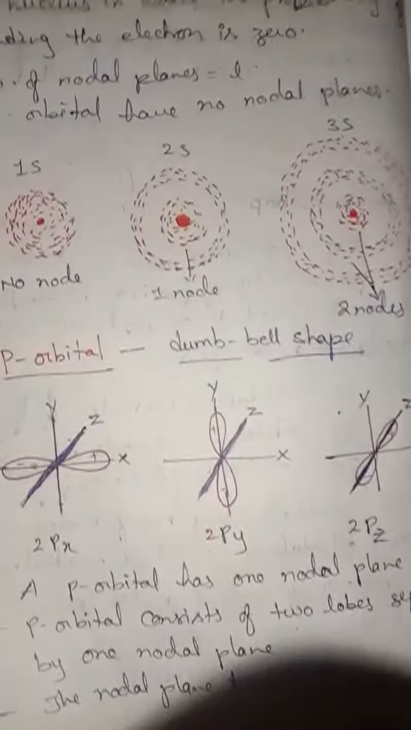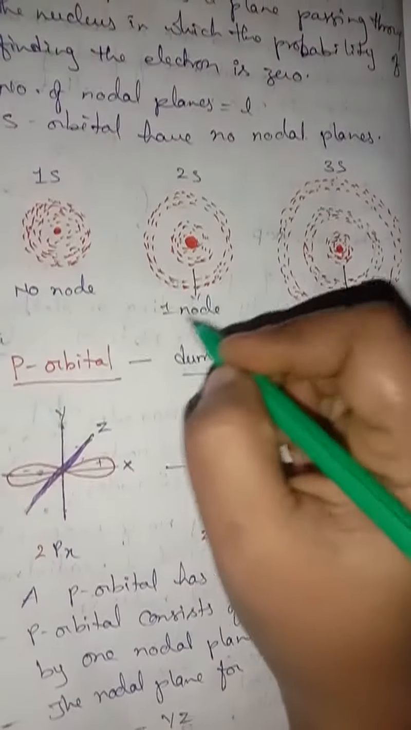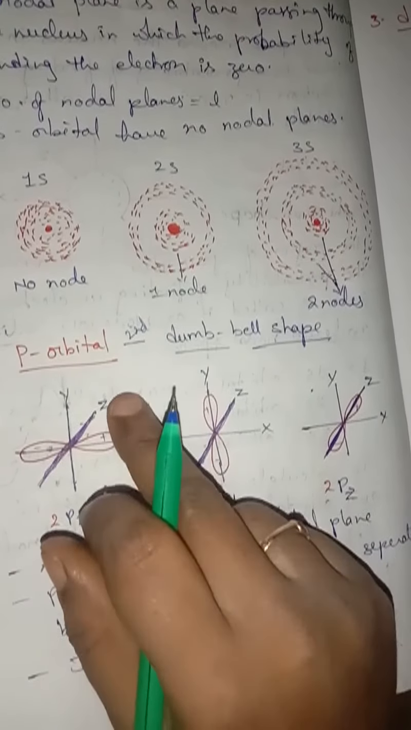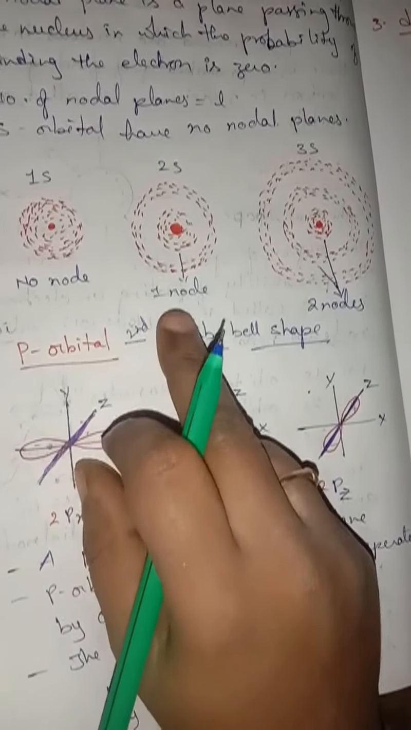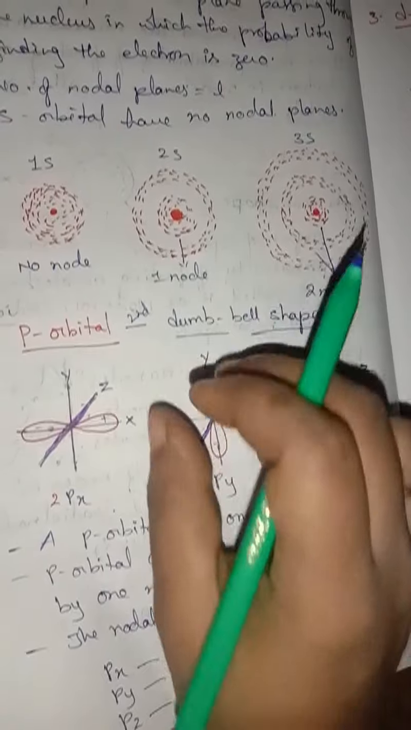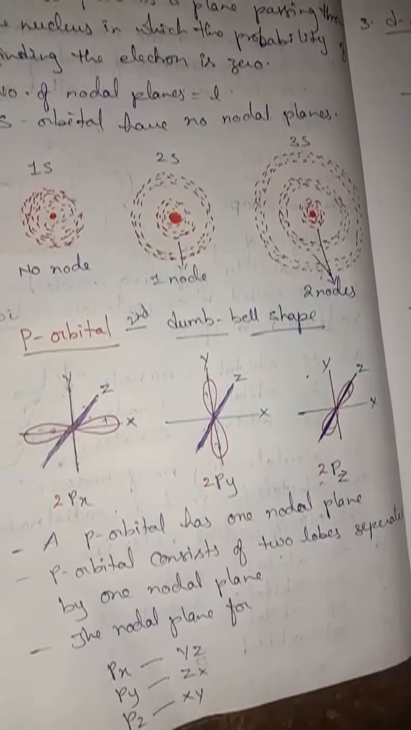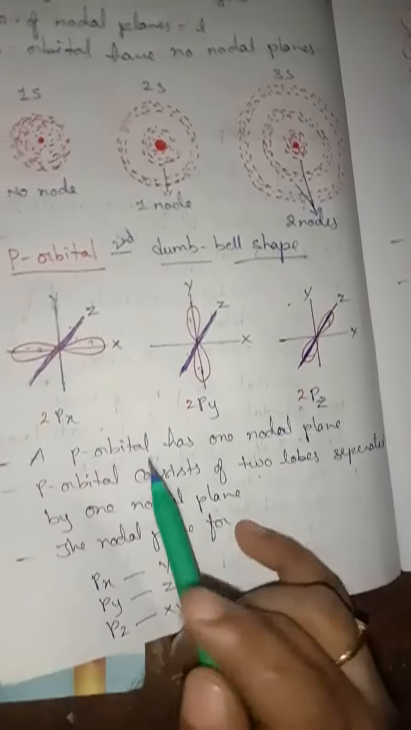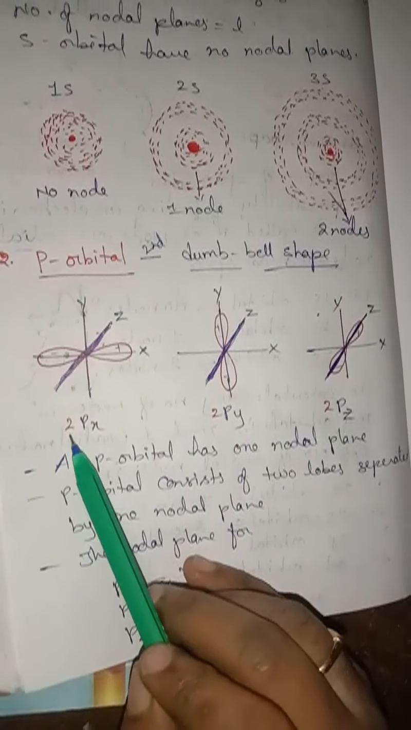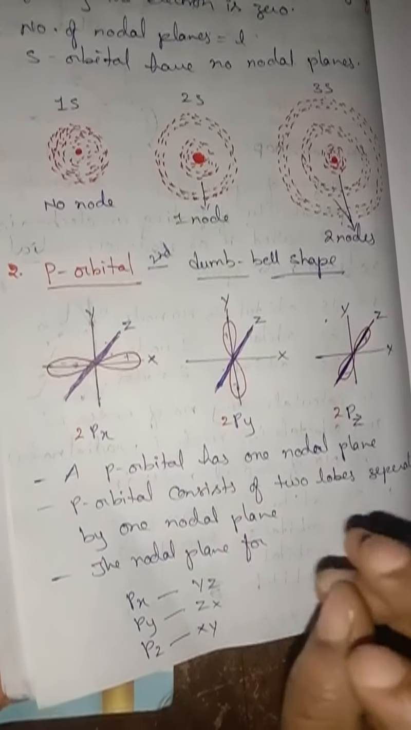Next comes the p orbital. The p sublevel begins from the second orbit. For the p sublevel l equals 1. It starts from the second orbit, n equals 2, l equals 1, isn't it? When l equals 1, the m values are minus 1, 0, plus 1. It has 3 m values, that is why we have 3 p orbitals: 2px, 2py, 2pz. Why did I write 2 here? Because it starts from the second orbit, isn't it?